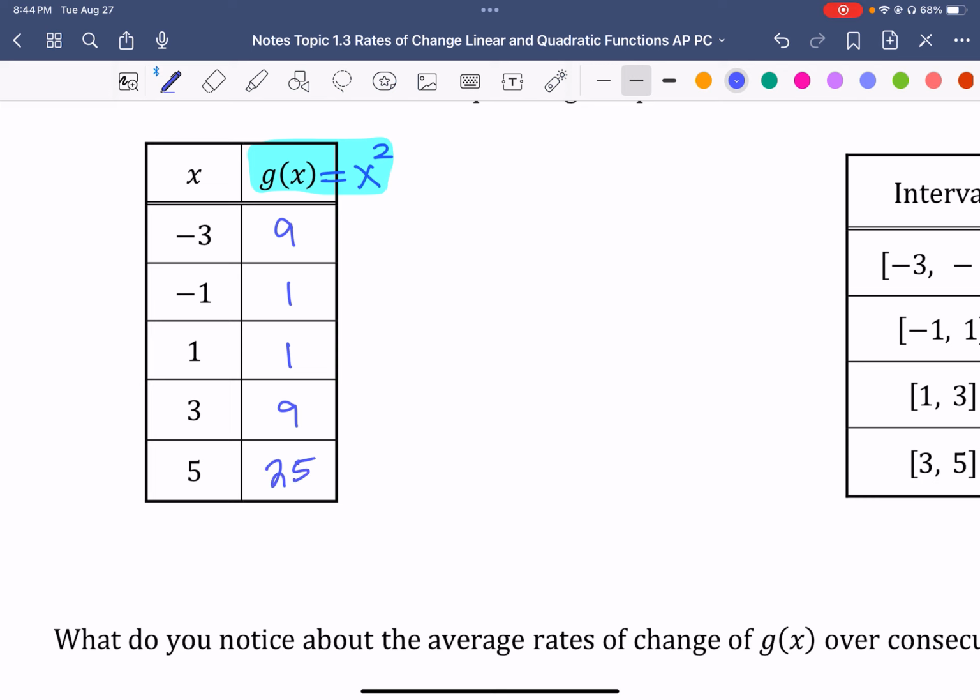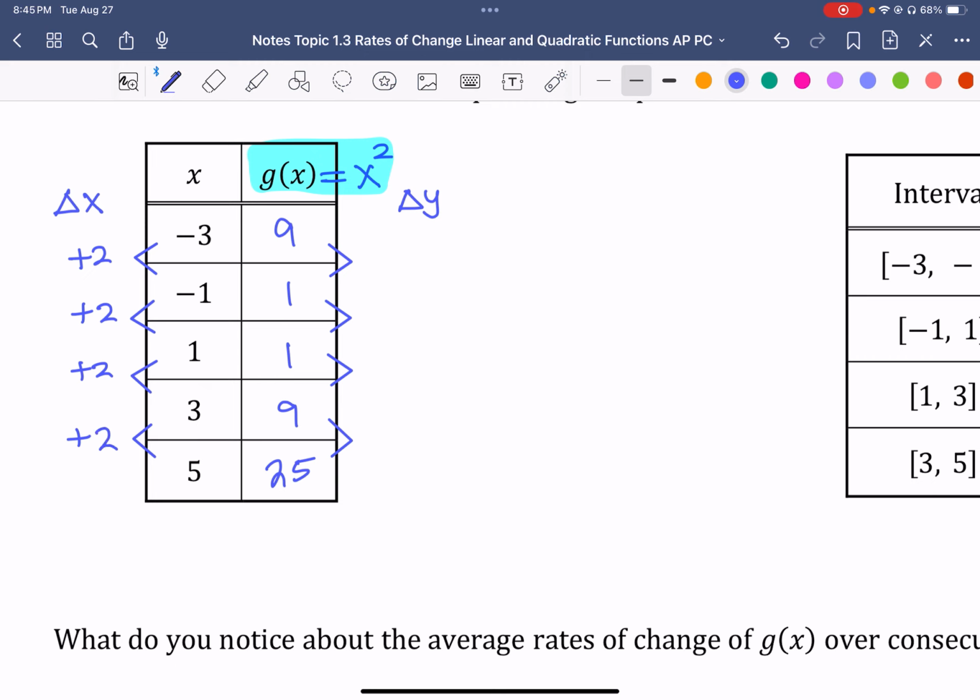Okay, so we're going to find the average rate of change first, which means that we need to figure out our changes in x, and we're also going to figure out what the changes in y are. Okay, so on this side, I'm going to get the changes in x. Over here, I'm going to get the changes in y. I noticed that on the changes in x, I'm always adding 2.